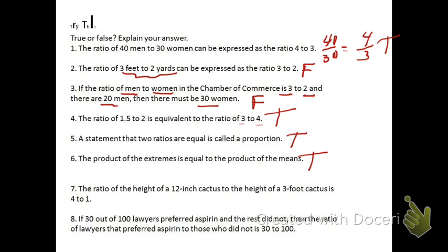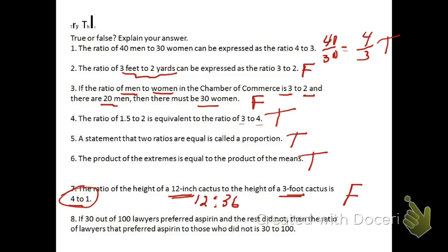Number 7, the ratio of the height of a 12-inch cactus to the height of a 3-foot cactus is 4 to 1. Well, let's see. 3 foot is 36 inches, so it is 12 to 36. That's not going to work because here, 4 to 1, we want the 12-inch to the 3 foot. We want the smaller one first. So no, that's got to be a false statement.